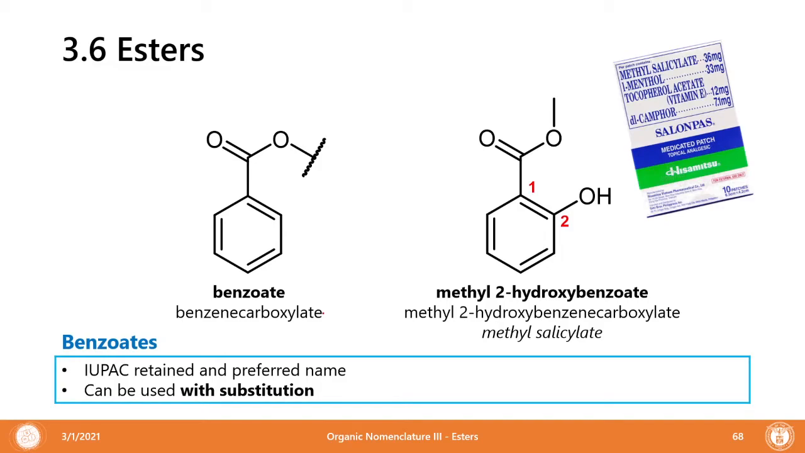Here's the monosubstituted benzene ester with the name benzoate. So you can attach any alkyl group as long as you make it two words, alkyl space benzoate. This can be used with substitution like so. Here we have methyl, so the methyl group is right here connected to our ester. At position 2 we have our hydroxy group, benzoate. So methyl 2-hydroxybenzoate. This is also known as methyl salicylate.